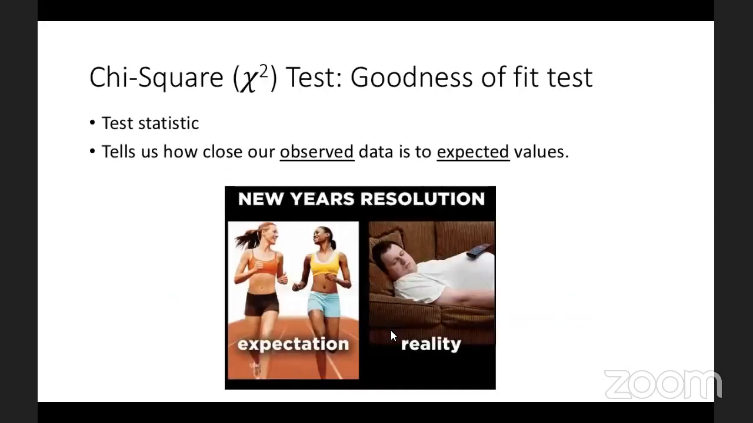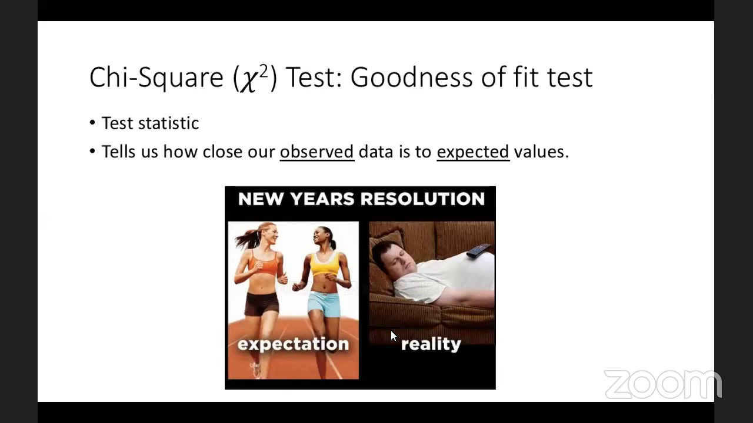Okay, so the chi-square test is more simply referred to as the goodness of fit test. It's a test statistic similar to a mean, a median, or a mode. So it's helping us describe a statistical set of data. And the description that it gives us is how closely our observed data fits what we would expect that data to be.